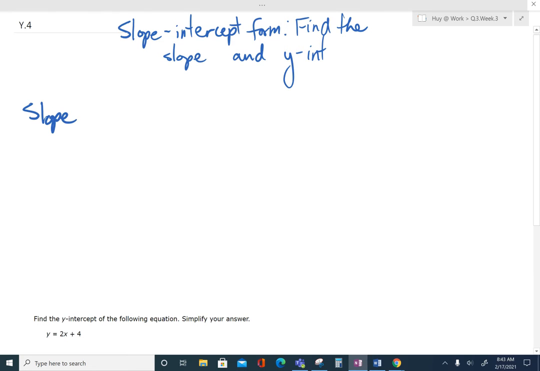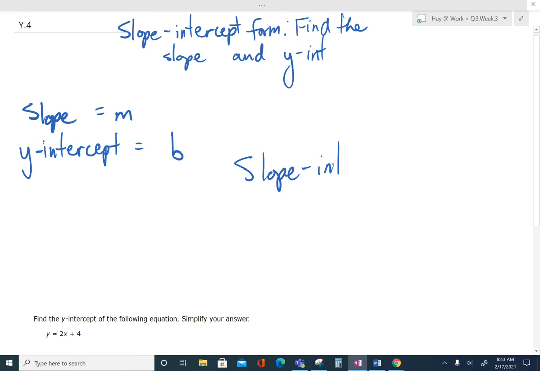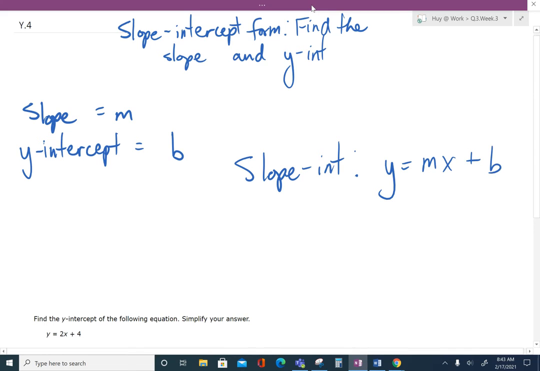So slope is something I hope we know is m, and then the y-intercept, for this equation, we use the letter b, okay? And so slope-intercept form is y equals the slope x plus b. And now let's see if I can highlight that.